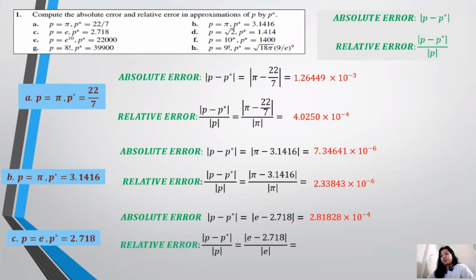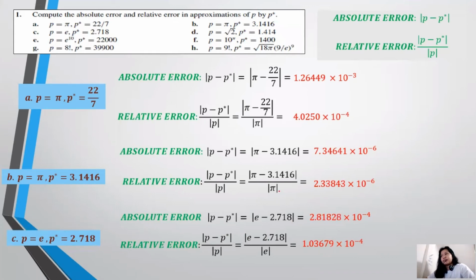And last, for the relative error, we'll be using the same formula: the absolute value of p minus p* all over the absolute value of p. Substitute the same process: e minus 2.718 all over the absolute value of e. So we have 1.03679 times 10 to the power of negative 4.